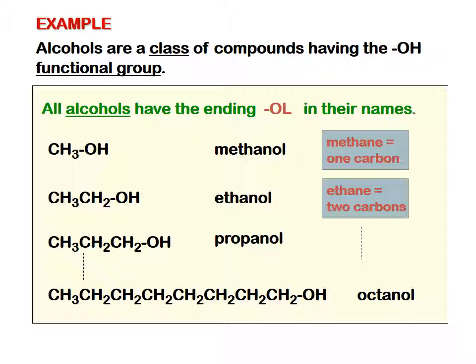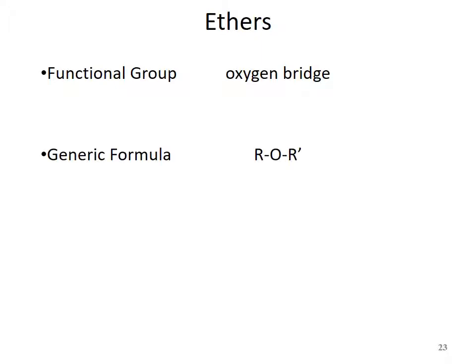Okay, ethers. So you have that oxygen bridge. The key is when you think you see an ether, ask yourself, does the carbon that's attached to this oxygen have something else going on, like another oxygen? Is there another oxygen around? Is there a double bond around? You shouldn't have any of that to be an ether. I'll show you the difference in a minute.